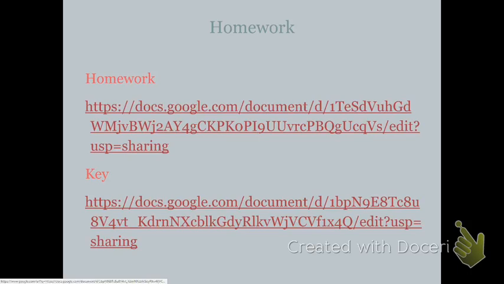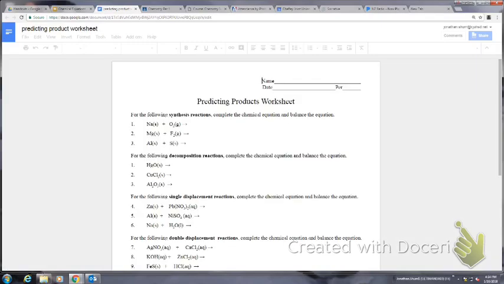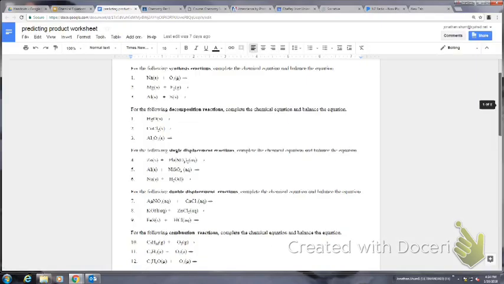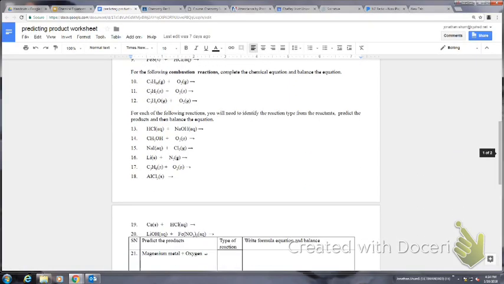And then so here's some practice. When it comes to the practice, I would actually start right here from 13. Because what it requires you to do is actually requires you to write the type of reaction, and then you have to balance the equation, write the reaction type, predict the products, and then balance the equation. I think that's best for practice.